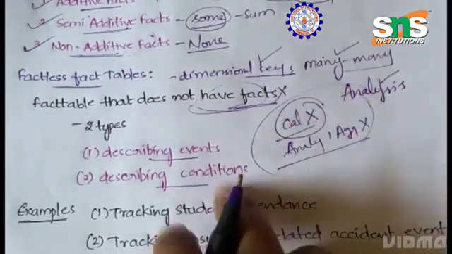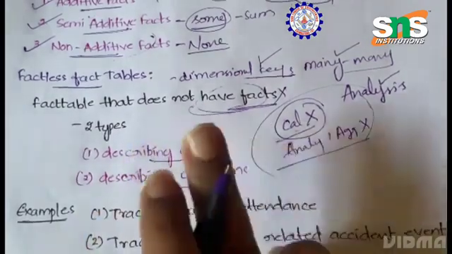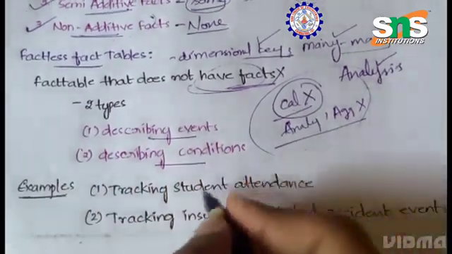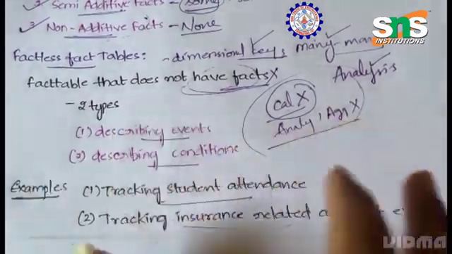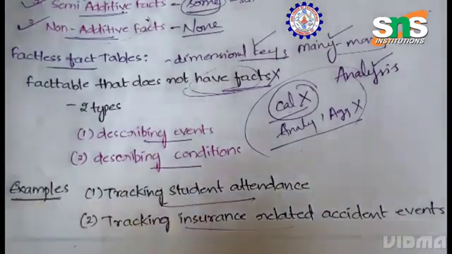Okay, we have two types: the factless fact table which describes events and the factless fact table which describes conditions. The examples are tracking student attendance and tracking insurance related accident events. These things come under the examples of the factless fact table. So that's all for this video.